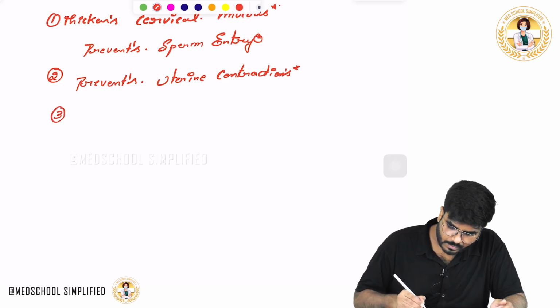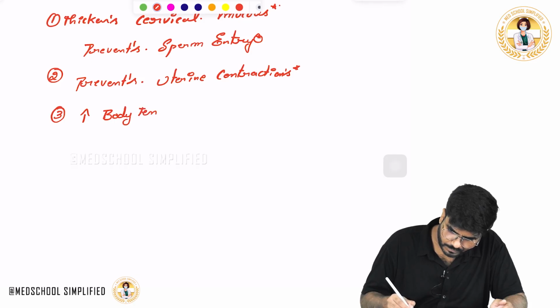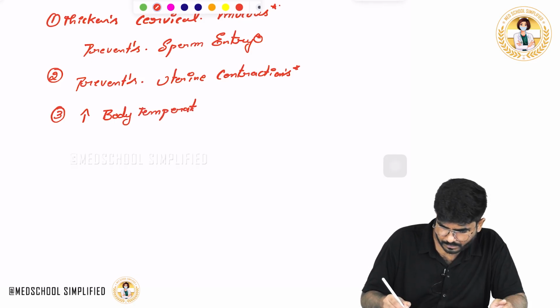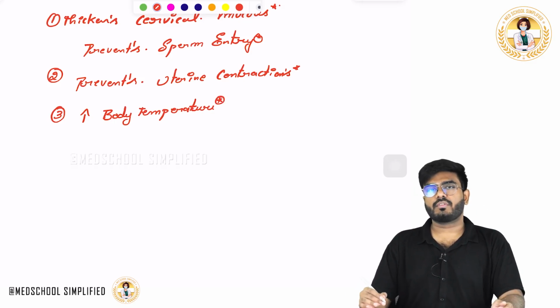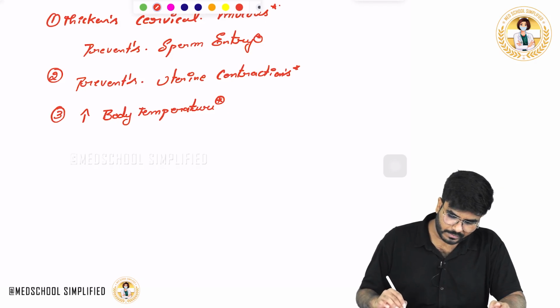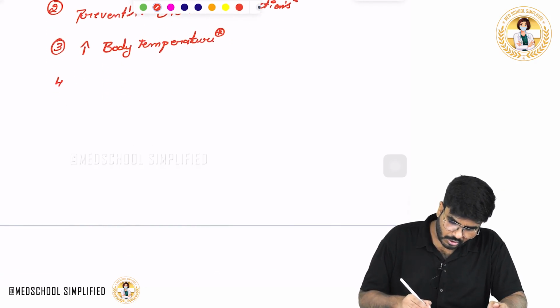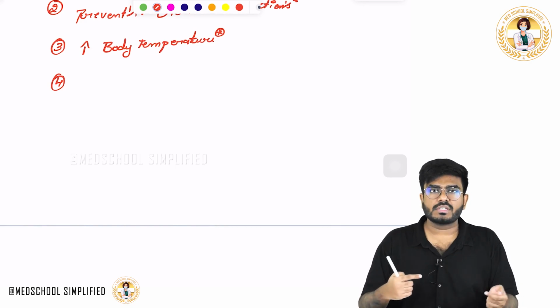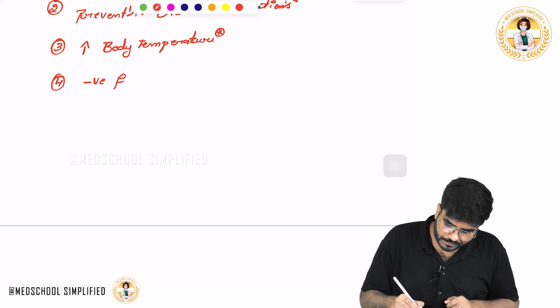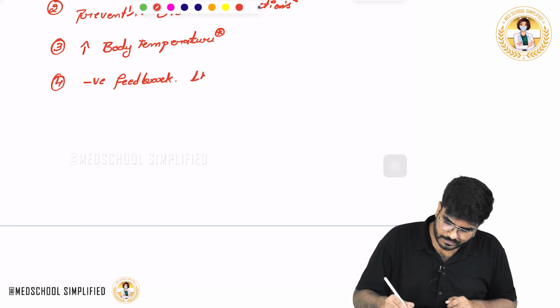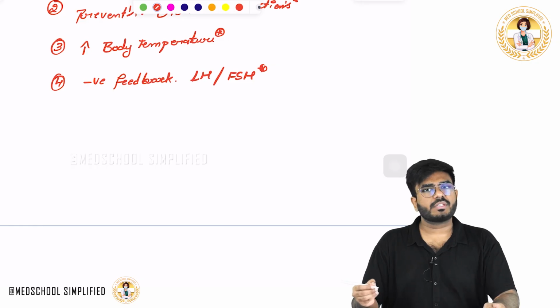Okay, next, progesterone increases the body temperature. That's why in a pregnant female, her basal body temperature is going to rise by almost 0.5 degrees. Increases the basal body temperature. And not only that, progesterone also gives negative feedback. Just like estrogen gives negative feedback, progesterone will also give negative feedback, mainly to LH and FSH. LH and FSH, negative feedback is going to be seen.